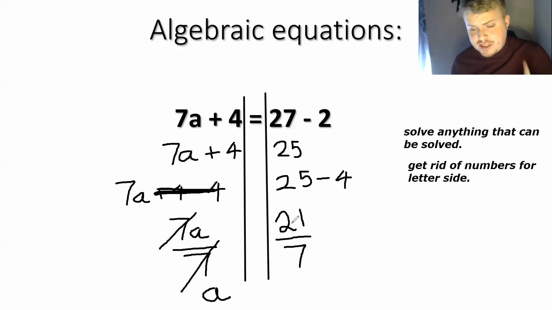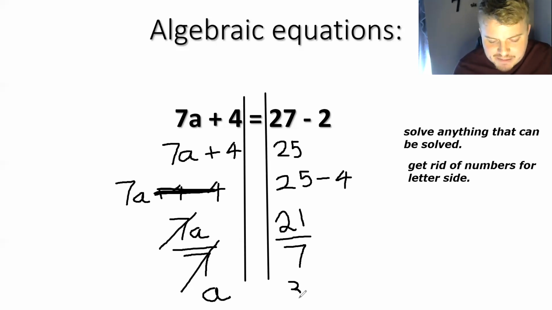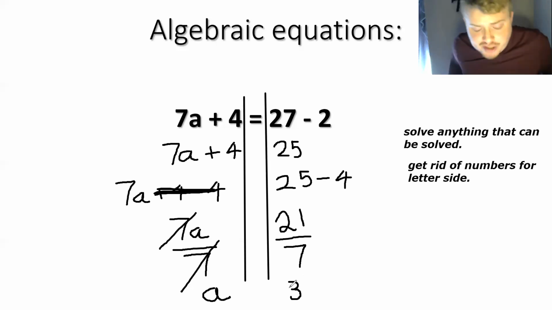And on this side, I've got 21 divided by 7, which is 3. And look, I am now left with A equals 3. So I know what the answer is. So it's a bit of a lengthy process. But to be honest with you, I could have done that in about 20 seconds, maybe even less.